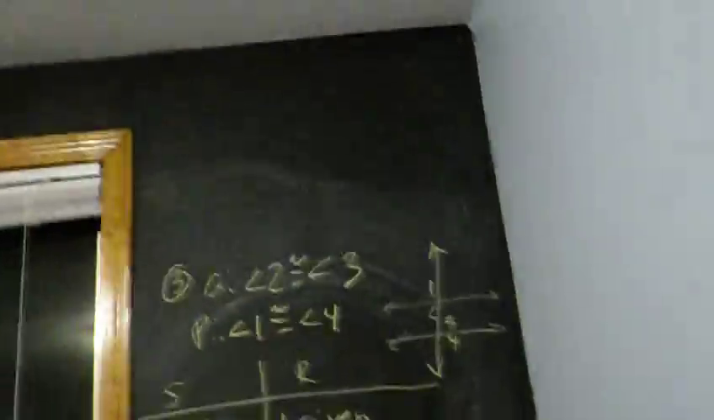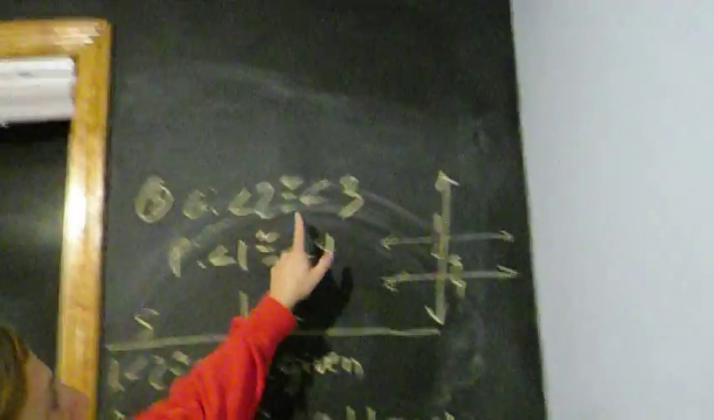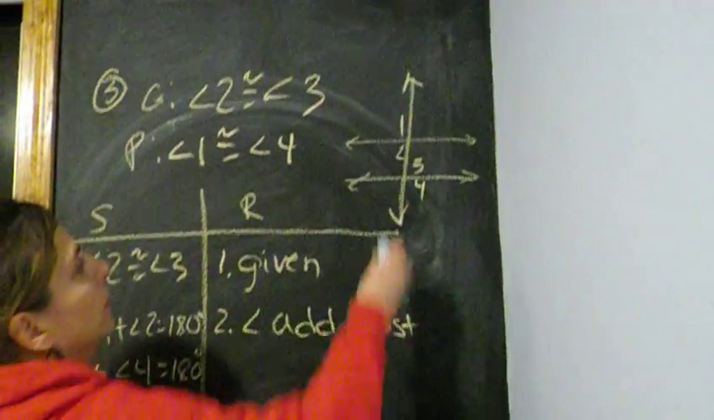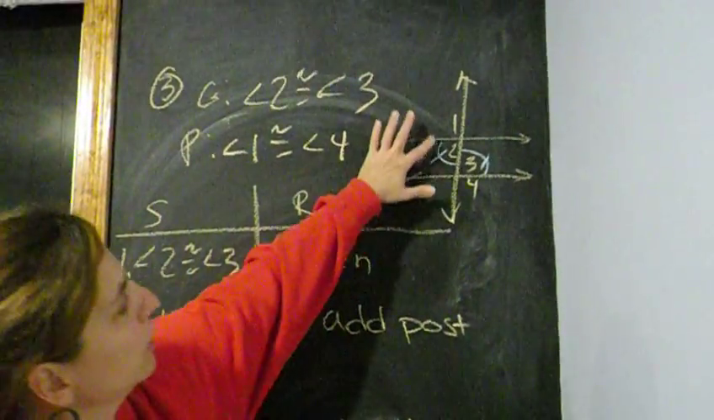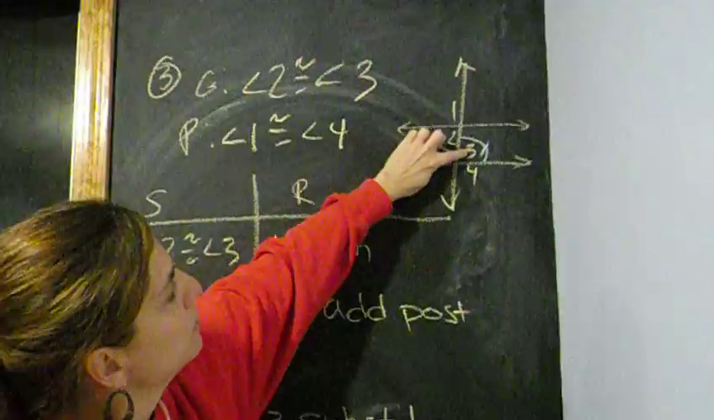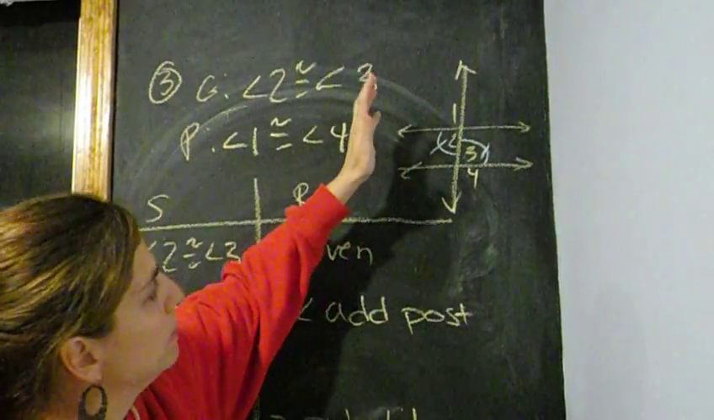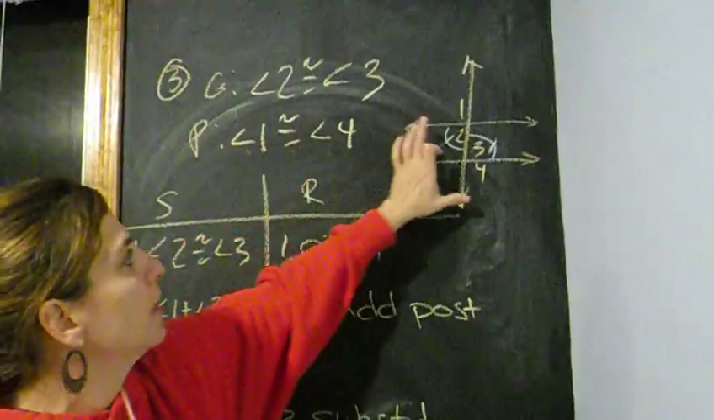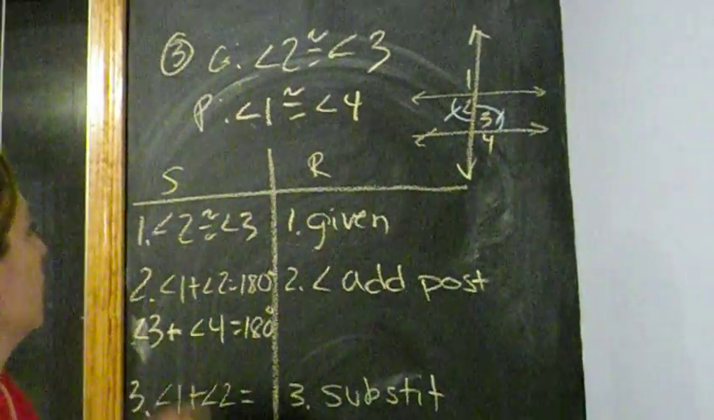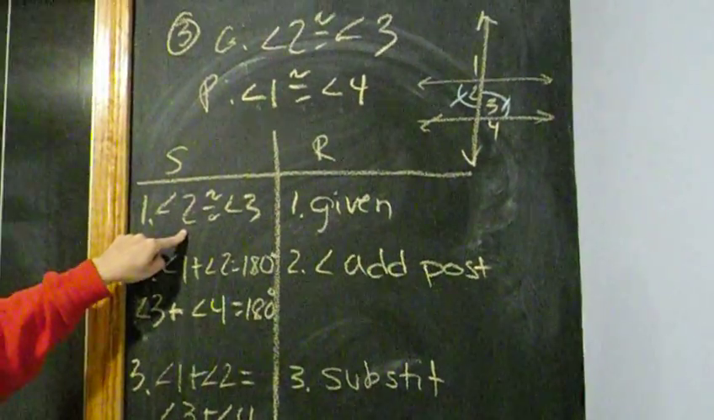This is the last one I'm going to do on the board because I did 1 and 2 in class. Given angle 2 and angle 3 are congruent, so that's the first thing I'm going to do. I'm going to look at my angles. Look, those are supplementary, those are supplementary. I might be using those. I have to prove that angle 1 is congruent to angle 4, so I have to prove those two are congruent. Number 1, angle 2 is congruent to angle 3, given.